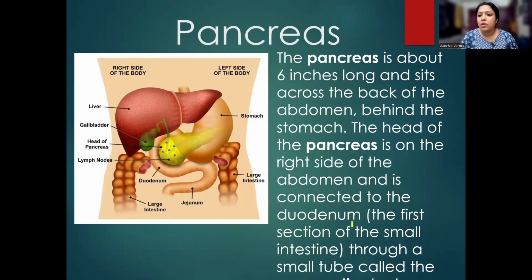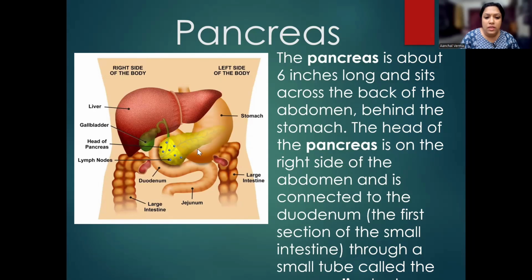Right. Now, when you talk about the pancreas, it is about 6 inches long and it sits across the back of the abdomen. The head of the pancreas is on the right side of the abdomen and connected to the duodenum, the first section of the small intestine, right?